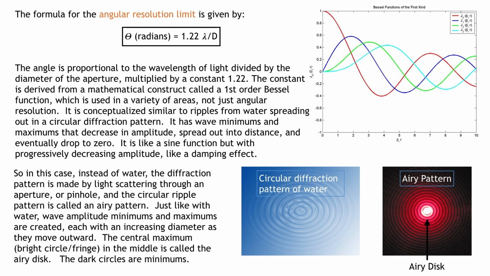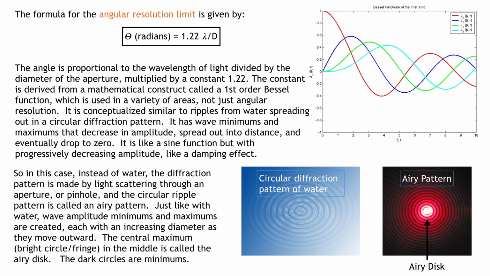It's conceptualized similar to ripples from water spreading out in a circular diffraction pattern. It has wave minimums and maximums that decrease in amplitude, spread out into the distance, and eventually drop to 0. It's essentially like a sine function, but with progressively decreasing amplitude, like a damping effect. And so the 1.22 is essentially a constant that allows us to look at the central maximum, which is what we're interested in, as we'll see.